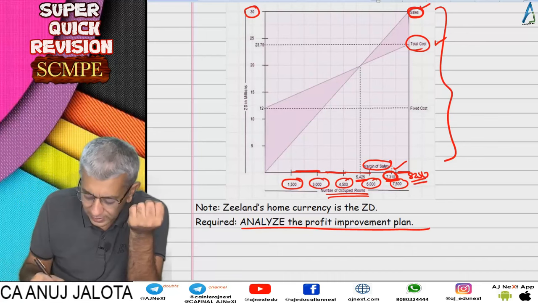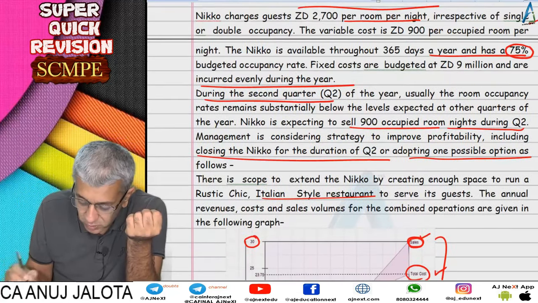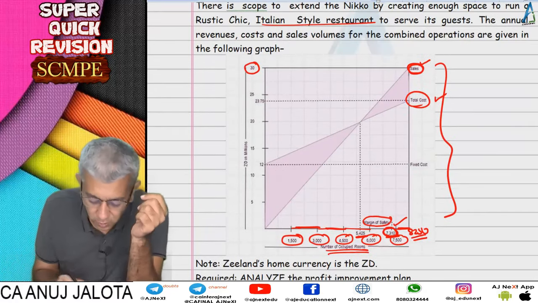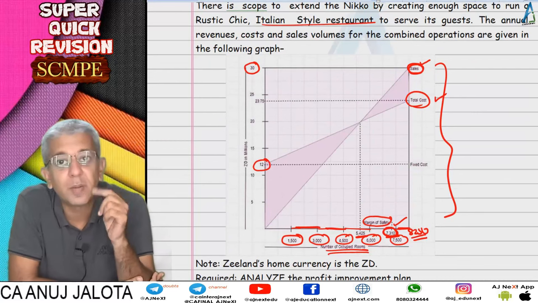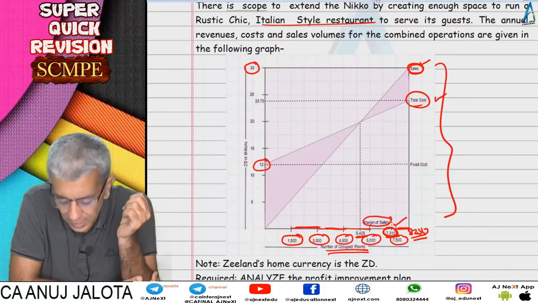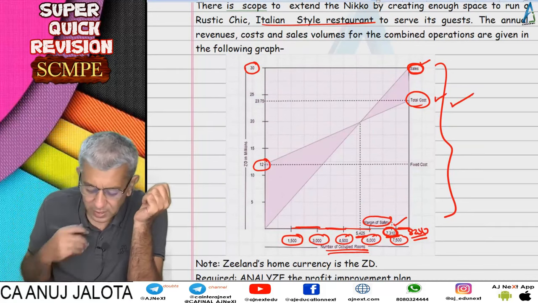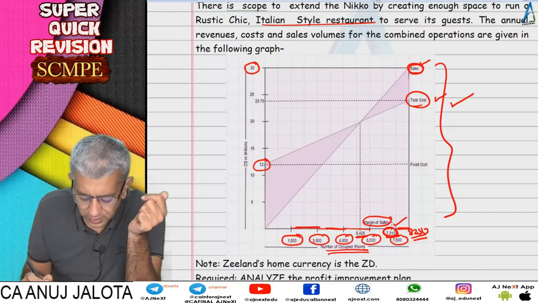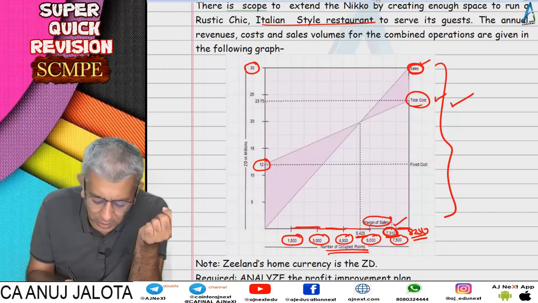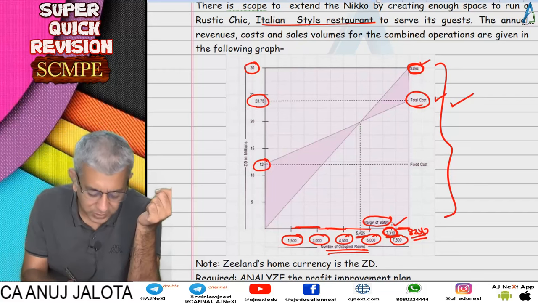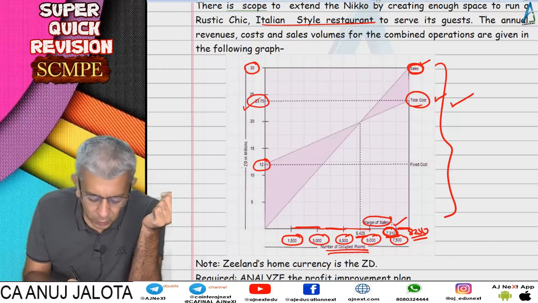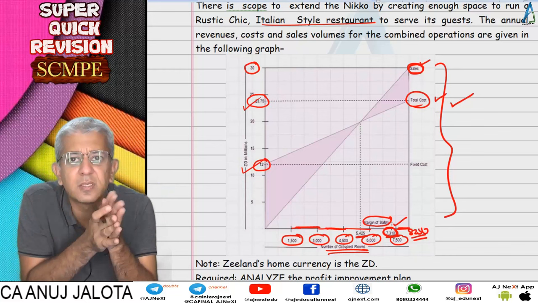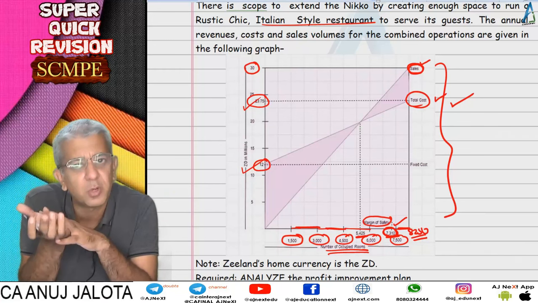For example, one thing I can directly see, earlier our fixed cost for the year was 9 million. But if we are going to open this Italian style restaurant, our fixed cost in this case will become 12 million. Okay. And with the help of this graph, you can work out what will be the variable cost. The variable cost in this particular case can be easily found out of 23.75. 12 million in this particular case is your fixed cost. The remaining will be your variable cost.